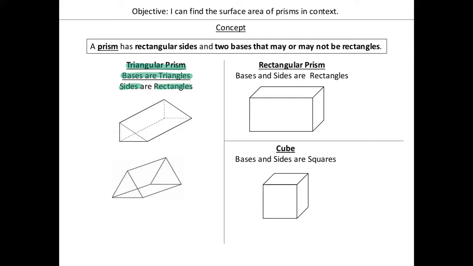If you think about what we did in our first lesson, when we opened up the net, we ended up with the two bases being triangles, and then the sides were rectangles. And then the rectangular prism tells you that the bases and all the sides are actually going to be rectangles. And then the property of a cube is that all the sides are squares, basically, okay?